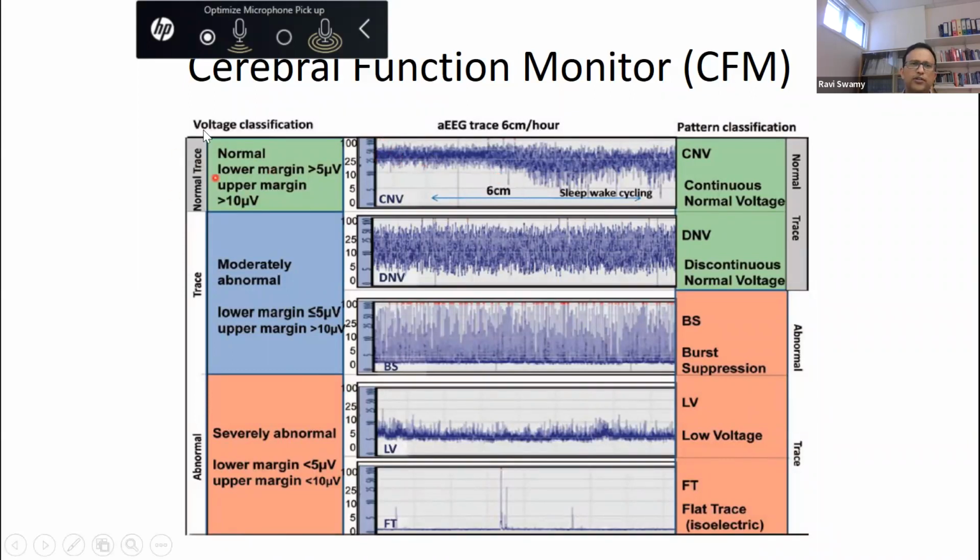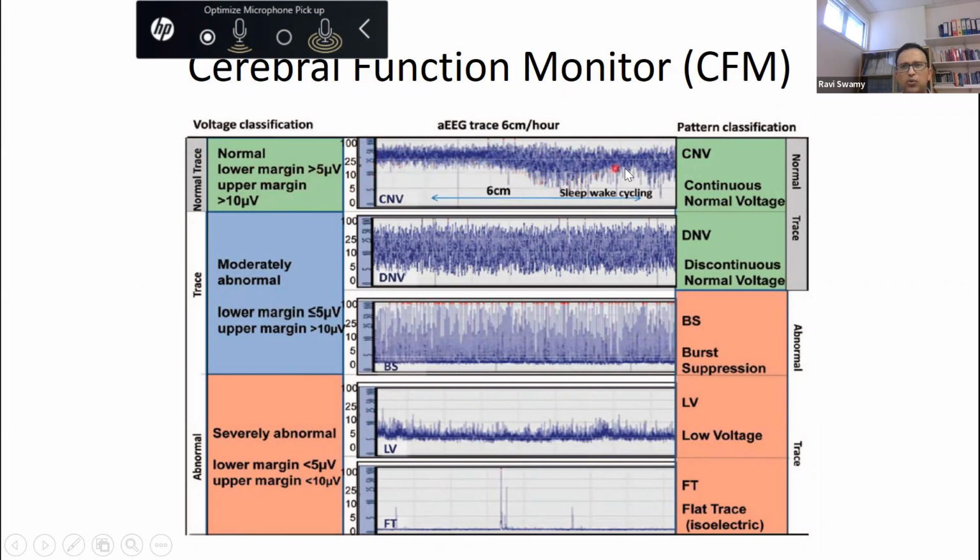So what you're looking for is a normal trace here. A normal trace is very simple. You imagine this CFM going through. In a normal trace, the lower margin is above 5. Can you see here 0, 5, 10, 25, 100? So that is 5. In the normal trace, this is the lower margin all the way it is going through.